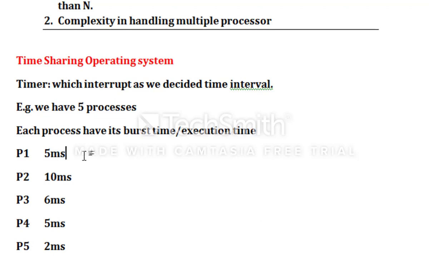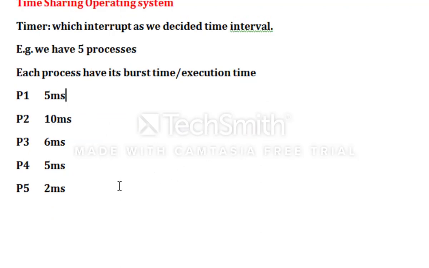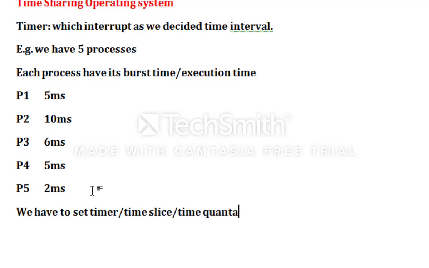So somehow we need to allocate CPU wisely to all the processes to complete their executions. Now, in order to achieve this task, we have to set some time slice, or we can say timer, or time quanta. There are many different terms over here. Suppose we have decided 5 milliseconds is the time quanta. So what does it make sense? The CPU will be switched after each 5 milliseconds.